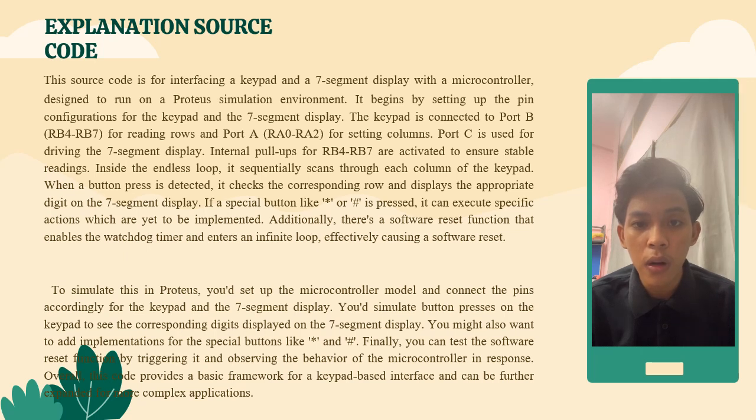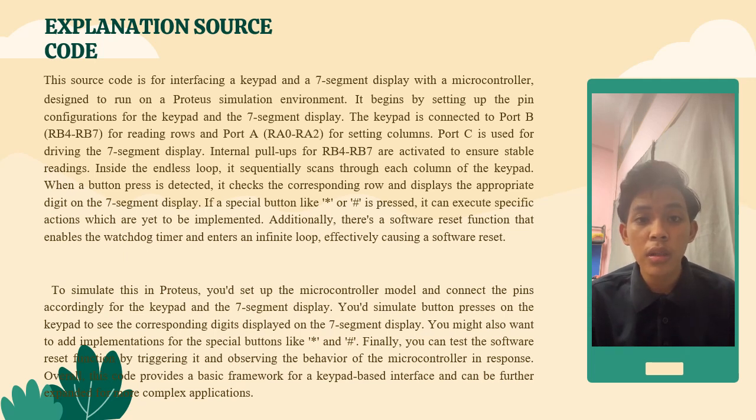Internal pull-ups for RB4 to RB7 are activated to ensure stable readings. Inside the endless loop, it sequentially scans through each column of the keypad. When a button press is detected, it checks the corresponding row and displays the appropriate digit on the 7-segment display. If a special button like star or hashtag is pressed, it can execute a specific action, which is yet to be implemented. Additionally, there's a software reset function that enables the watchdog timer and enters an infinite loop, effectively causing a software reset.